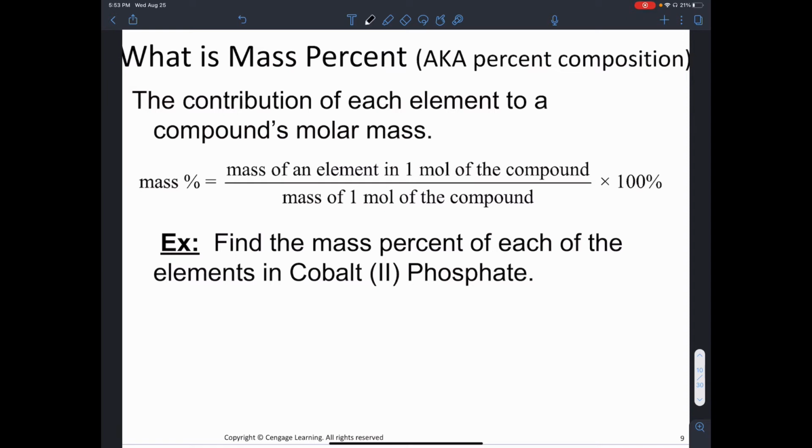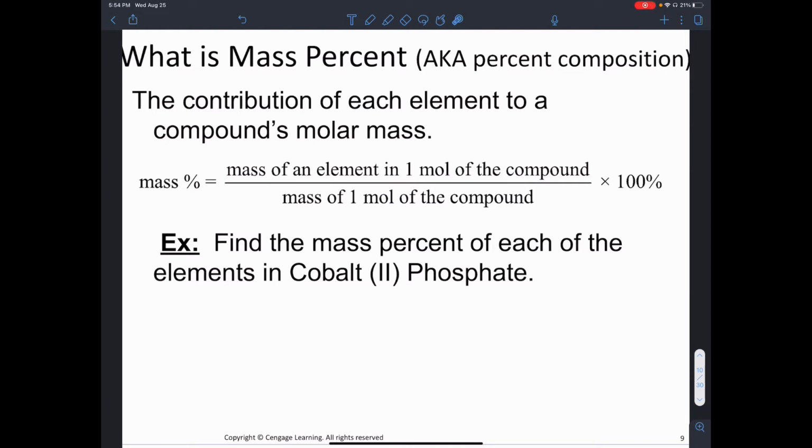Per meaning out of, centa meaning 100. So what's your part out of the whole? Well, that's the same thing we'll do here. The contribution of each element to a compound is its molar mass. So if I take the mass of an element in 1 mole of a compound and put it over the whole mass of the compound and multiply it by 100, I'll find the percent of that compound that's made up of that one element. Let's do one together.